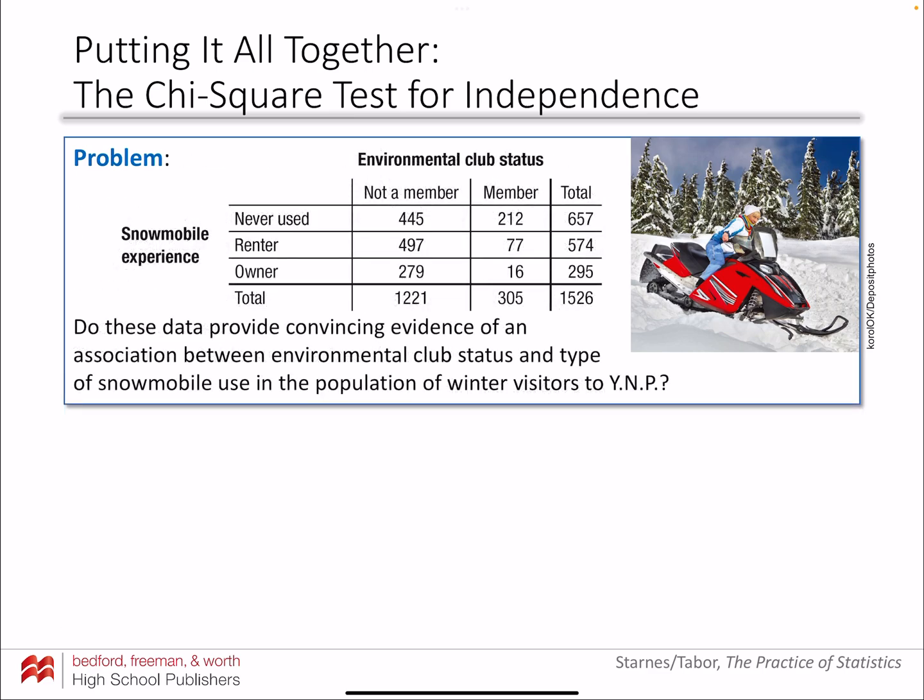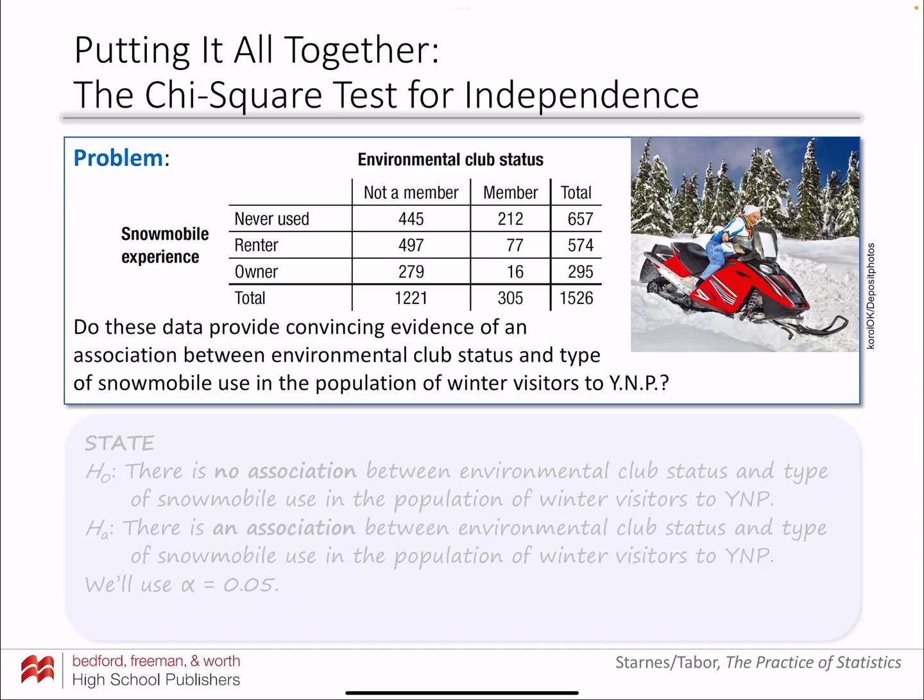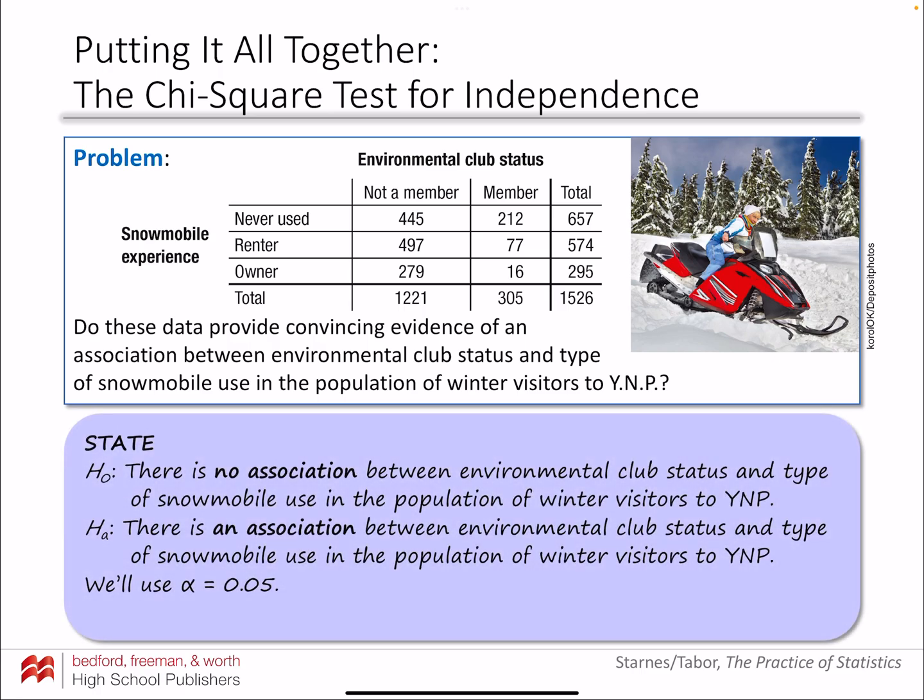So the question is, do the data provide convincing evidence of an association between environmental club status and type of snowmobile use? So H0, they're asking if there's an association, so H0 would be that there's no association. You assume that there's no association in context. HA is that there is an association in context. That's what we're trying to prove. I don't think they gave you an alpha, right? So you can use whatever alpha you want: 0.01, 0.05, 0.03 if you want to be crazy, as long as you write it down. So we'll use 0.05.